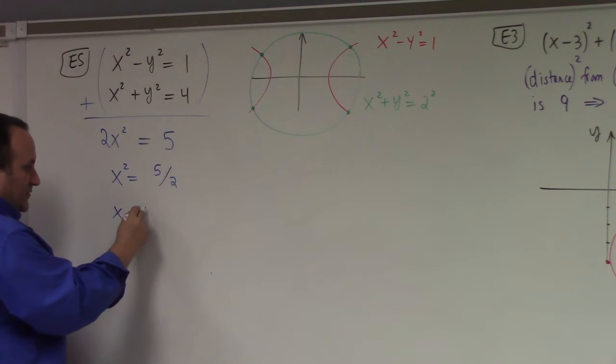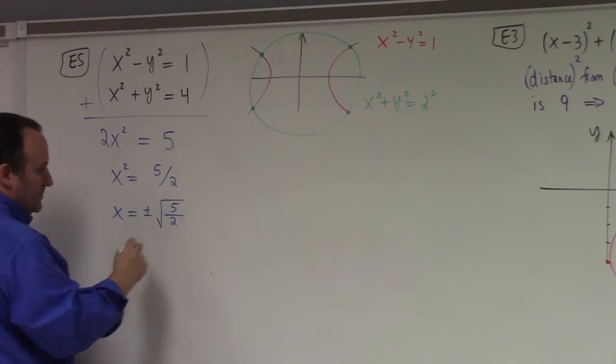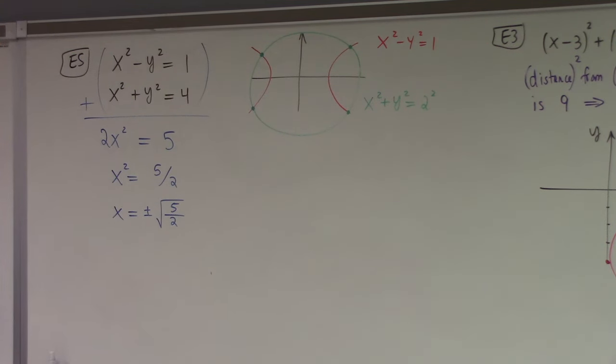Let's see here. So that's x is equal to plus or minus the square root of 5 over 2. Aha. Now what?